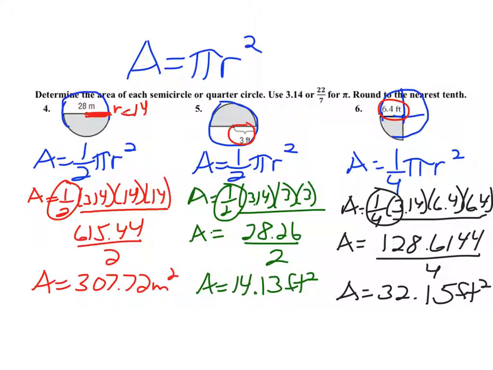So again, the only thing that you did differently this time was you're going to make sure you're taking half because it is half of this circle. So that's why you are dividing it by 2 at the very end. Half of this circle, so you're dividing by 2 at the end. And a fourth of this circle, so you're dividing by 4 at the end.